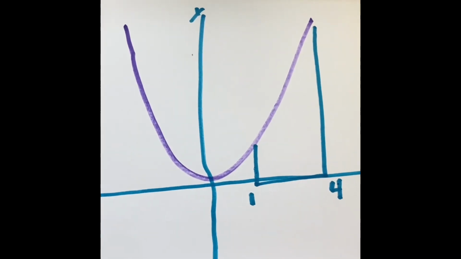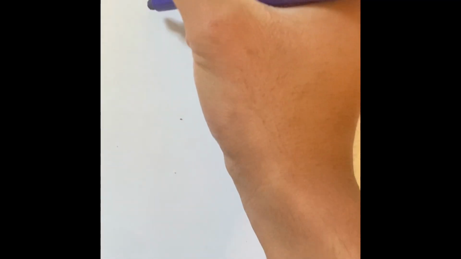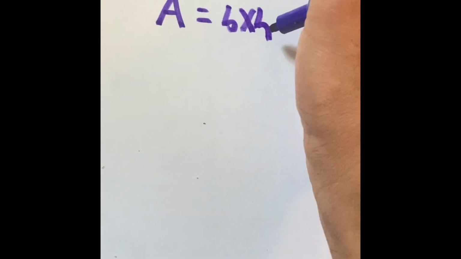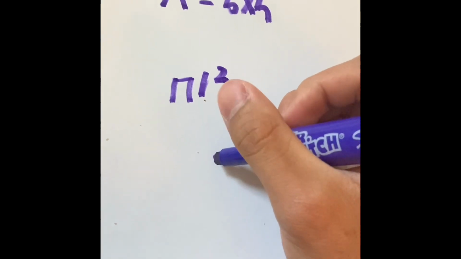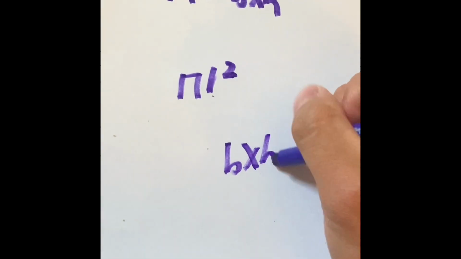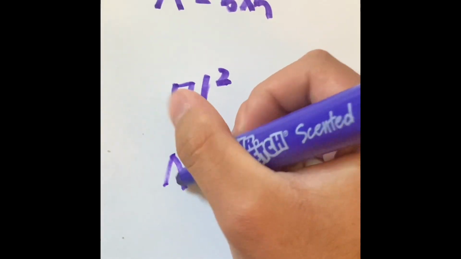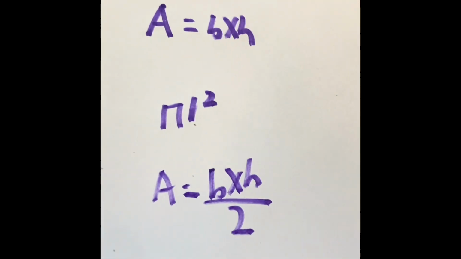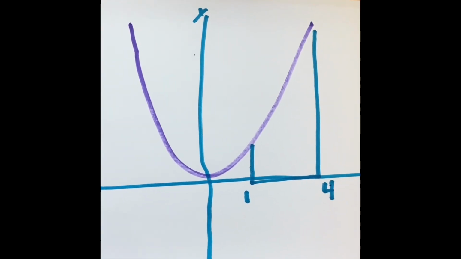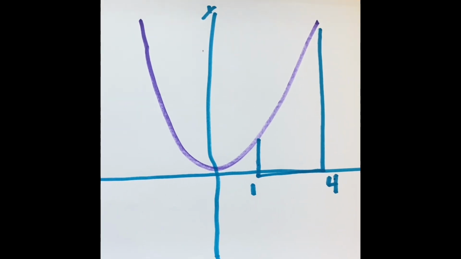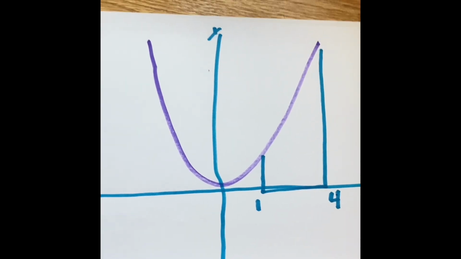If we compare with other kinds of shapes, like squares, rectangles, and circles, it's different because these shapes have fixed formulas: area equals base times height for a rectangle, pi r squared for a circle, or base times height divided by 2 for a triangle. The problem is, what's the formula for this? Well, you can't really find one because it's really hard to calculate.